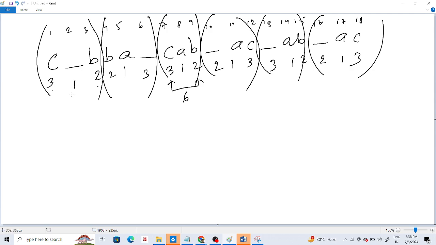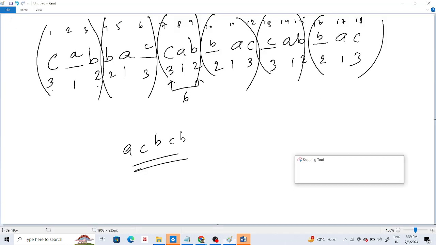So that means this one has to be A, this one has to be C, this one has to be B, this one has to be C, and this one has to be B. So that means A, C, B, C, B. This was the answer: A, C, B, C, B.